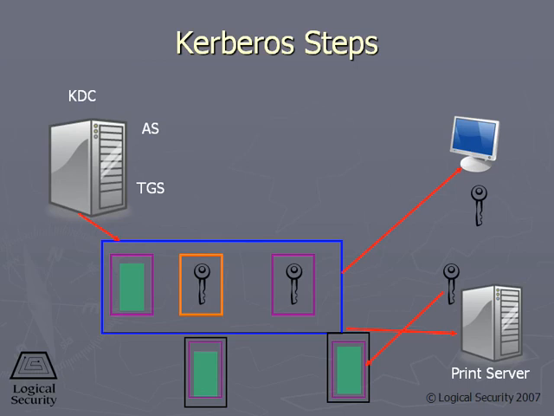Then it's going to use its secret key and decrypt what the KDC put in there, and it's going to compare the two. If the KDC says this is coming from Sean Harris and I say this is Sean Harris, the KDC is vouching for my identity, and now the print server will take my print job.